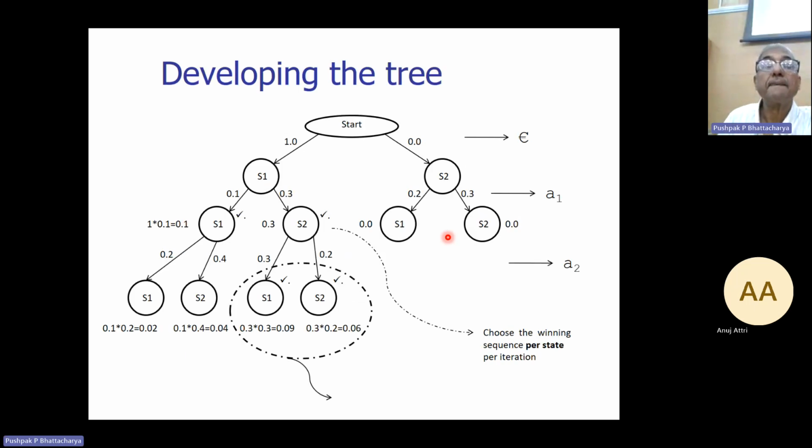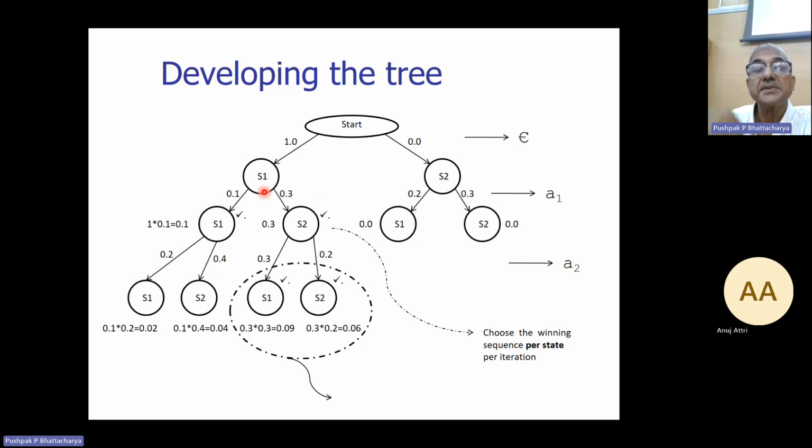So let's start. At the start, we observe nothing, emit nothing. So let's say the initial probability distribution is such that you always start with S1. So start to S1 emitting epsilon, the probability is 1. Start to S2, the probability is 0. Okay, and then therefore this part of the tree will not be considered in future because initially itself the probability is 0.